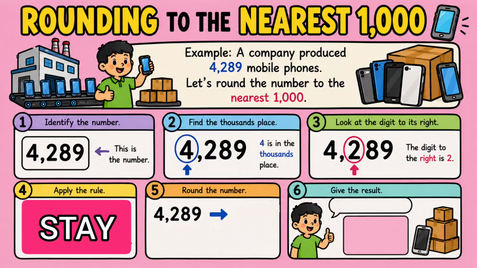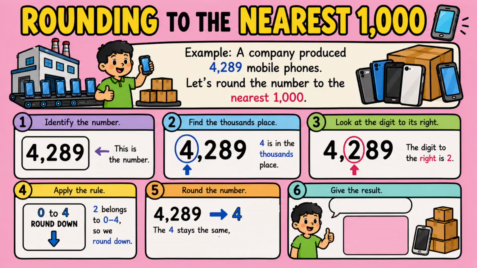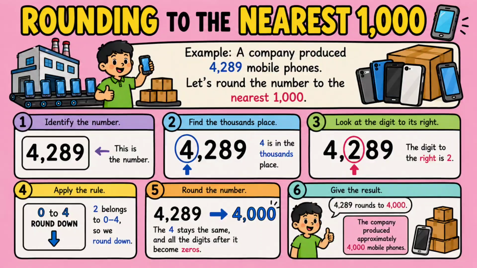The 4 stays the same, and all the digits after it become zeros. Therefore, 4,289 rounds to 4,000. So the company produced approximately 4,000 mobile phones.